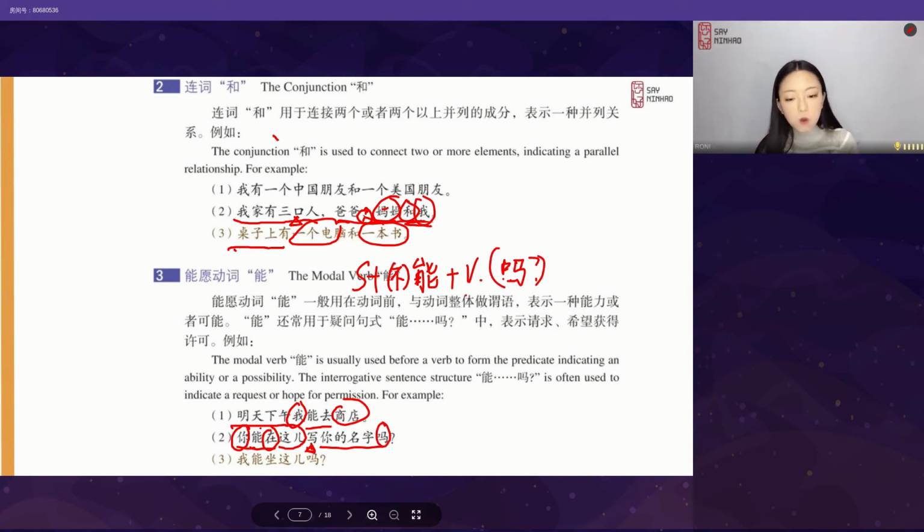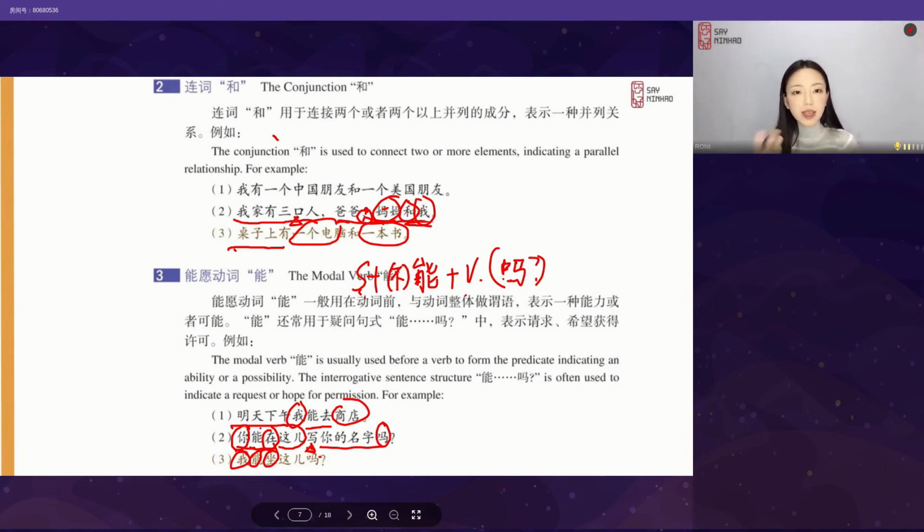And last one, 我能坐这儿吗? Can I sit here? I, 我 is the subject. 能 plus the verb 坐, sit here, sit. Okay, and try to make a sentence. He cannot walk. He can't walk. This time we need to use the negative form of 能. So this is 他不能工作, right? 他不能工作. The subject is 他 and then 不能 and then the verb 工作.